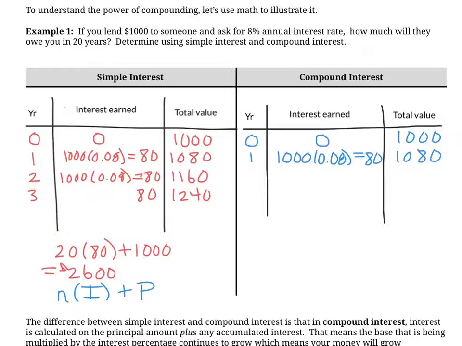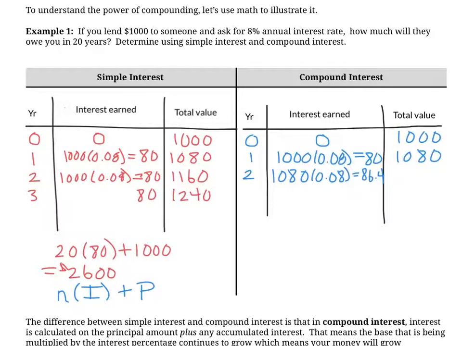So in simple interest, we just continually calculate the interest by multiplying the interest rate by the principal amount, the initial amount that we invested. In compound interest, our interest is always going to be calculated based on the total value of our investment. And our total value is always going to be increasing because it's going to include the interest that we earned in the last period. So that means that in year 2, the interest, if it's compounded, is going to be calculated based on the current value, which is 1,080. We're going to multiply that by 8%.